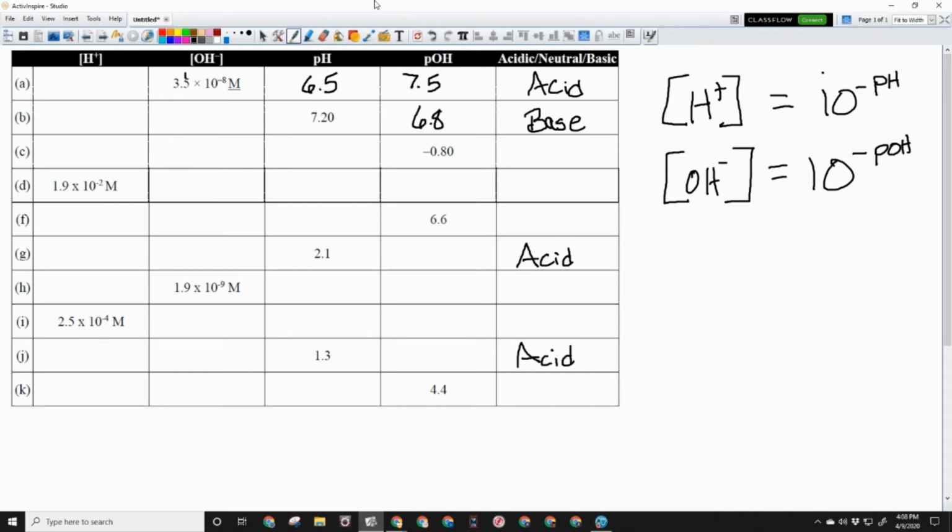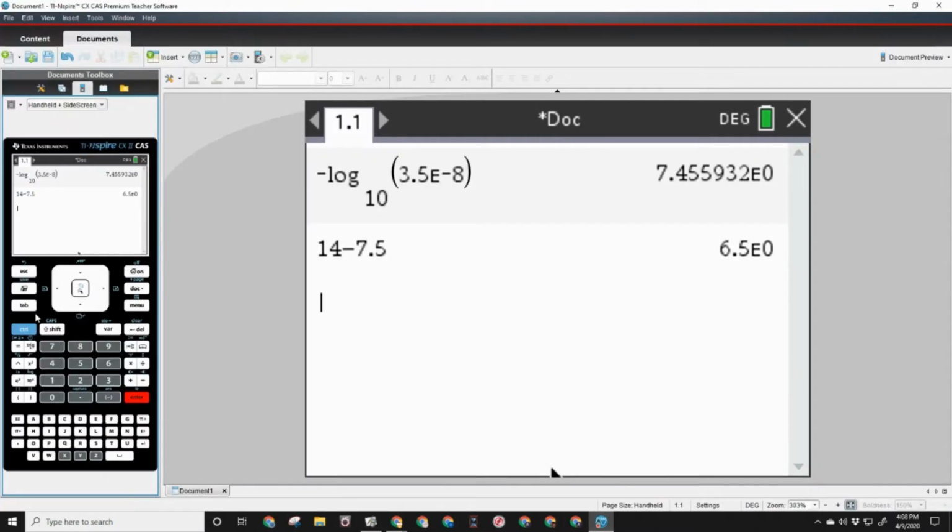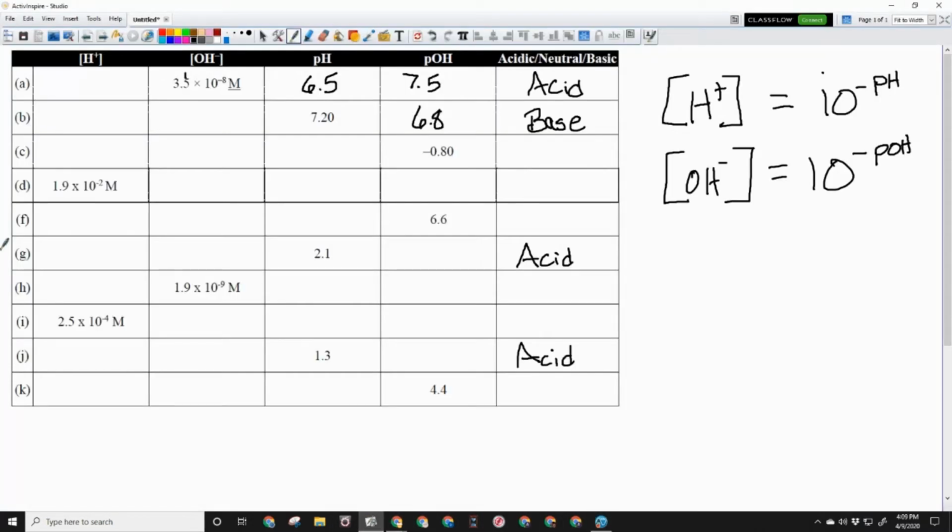So let's do 7.2 first. If I go to my calculator and I do 10 to the negative 7.2, it's going to give me a concentration of 6.3 times 10 to the negative 8. So this is 6.3 times 10 to the negative 8. And that's molarity.